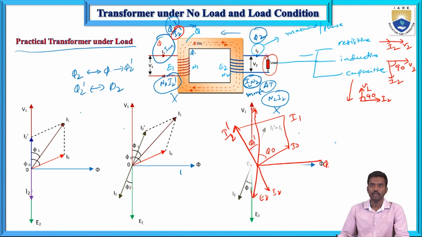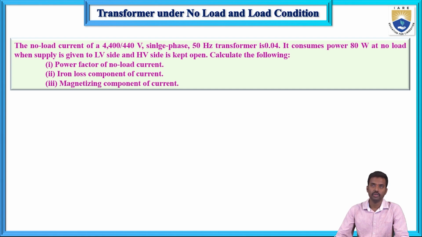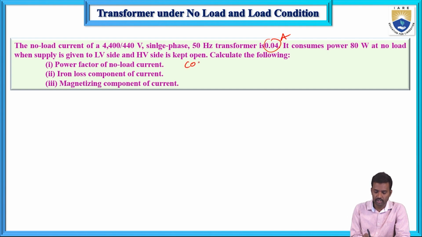Now if you take one problem: a 4400 by 440 volt, single phase transformer, 50 Hz, has a no load current of 0.04 amperes, and it consumes 80 watts at no load when supply is given to the LV side and the HV side is kept open. Calculate the power factor for no load condition, the no load current, the iron loss component and the magnetizing current. Power factor means cos phi. What is the power factor value?